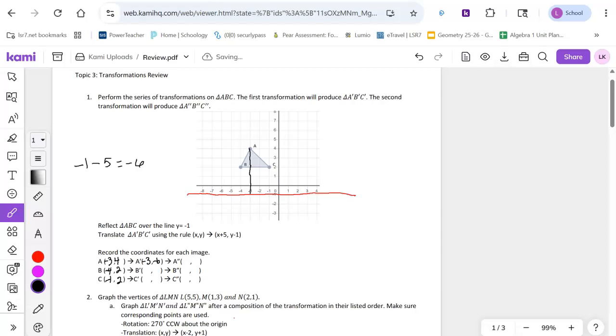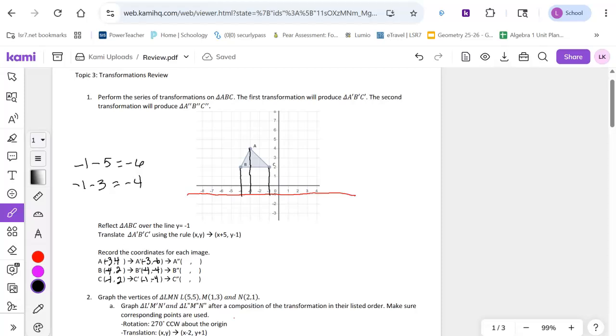So now I'm going to do the same thing for B prime. I have -4 as my x. 1, 2, 3. So -1 minus 3 is -4. So I'll have -4, -4. And then C, 1, 2, 3 again. So it's just going to be -1, -4.